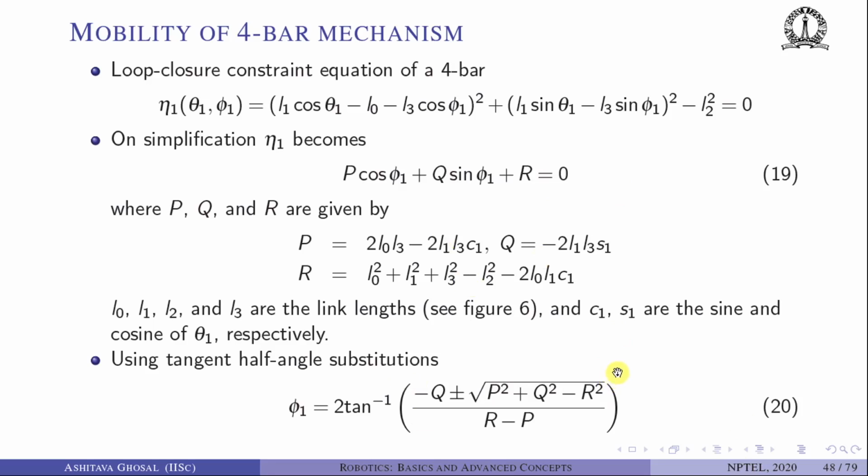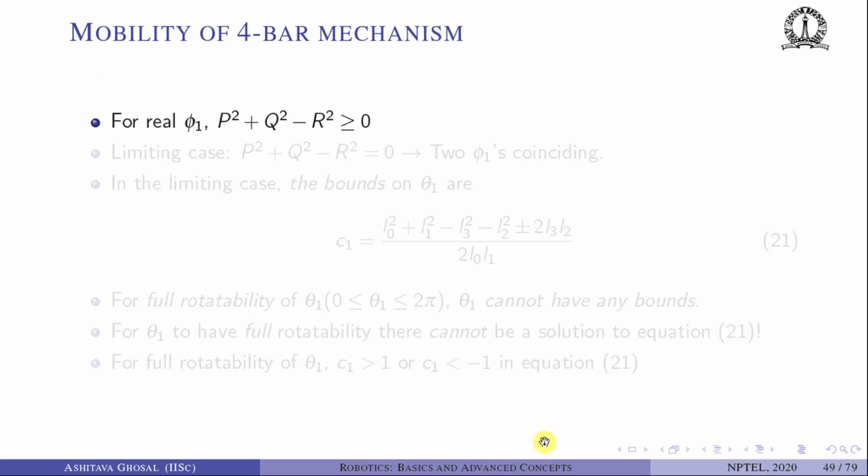Okay, we'll have two roots. Then we can find the tan inverse of that and multiply by 2, and we will get phi 1. So it turns out that phi 1 is given by 2 tan inverse of (minus q plus or minus the square root of p squared plus q squared minus r squared) divided by (r minus p).